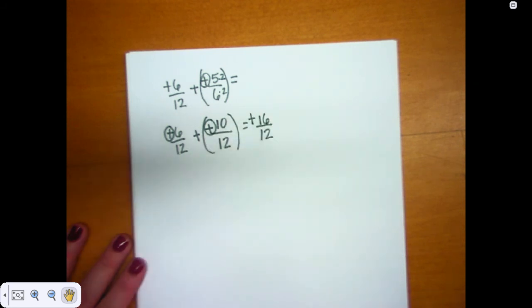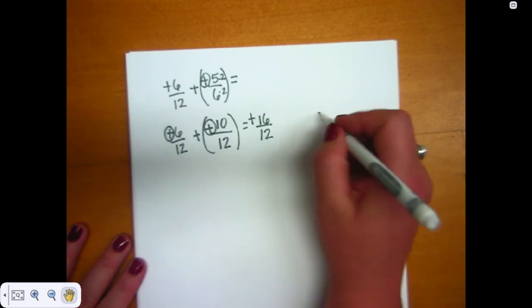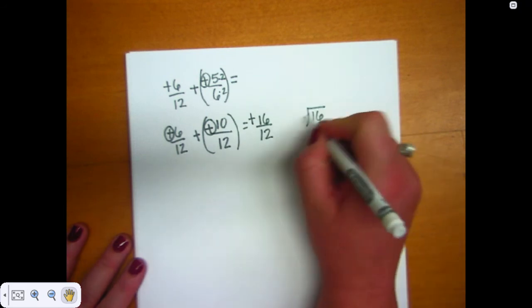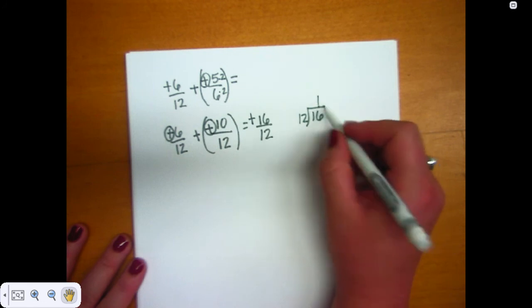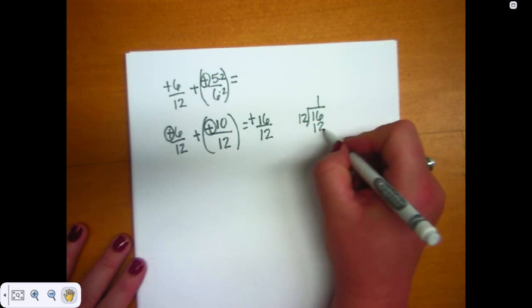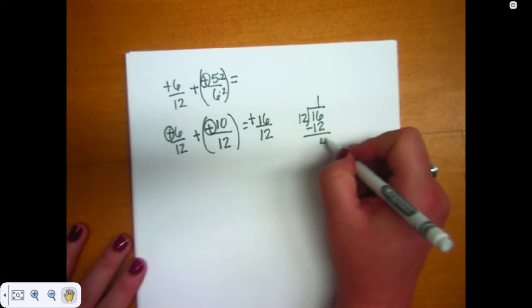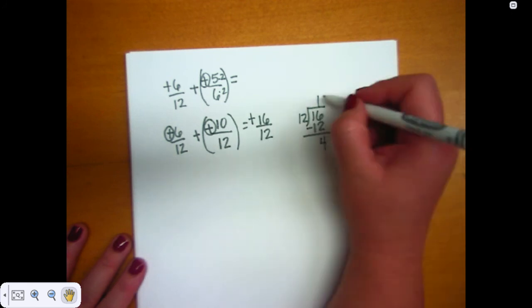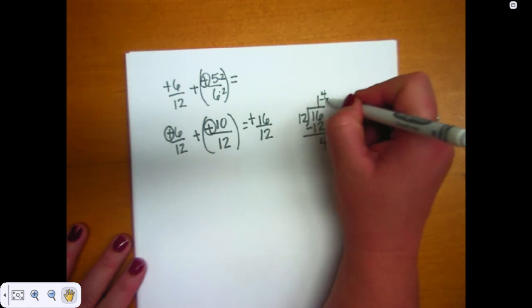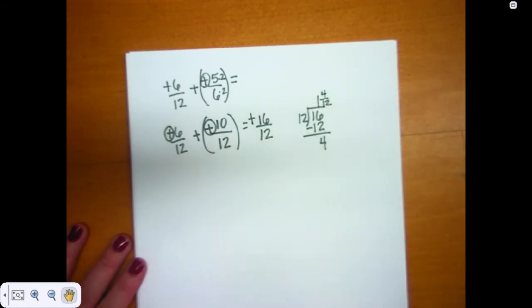I see that this is an improper fraction, so that means that I have to divide. So 16 divided by 12. 12 will go into 16 one time. 1 times 12 is 12. Subtract and you get 4. 4 is smaller than 12, so that means it's my remainder, and I'm going to write it as 4/12.